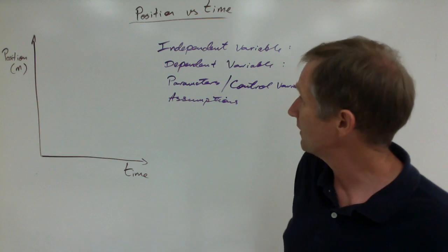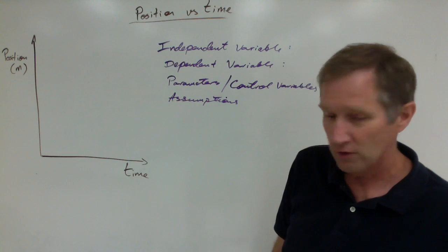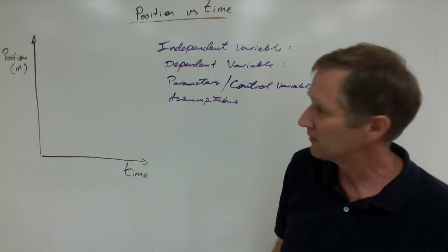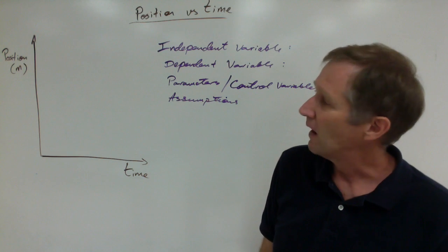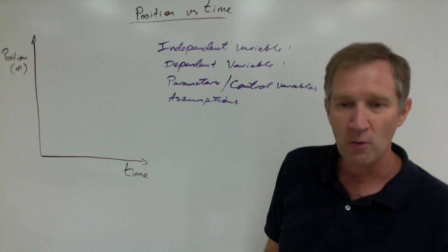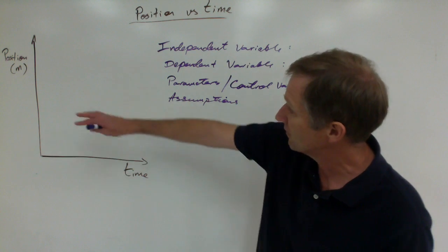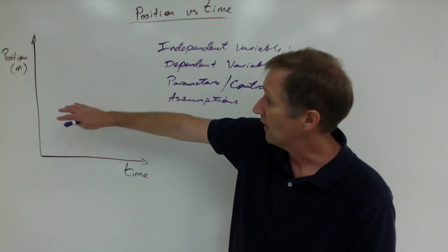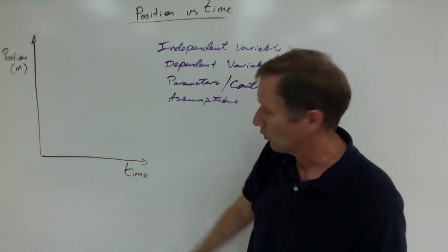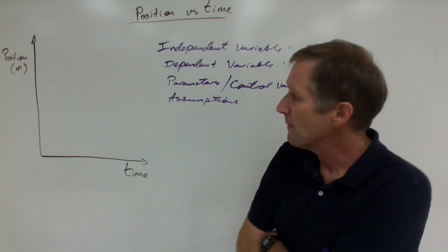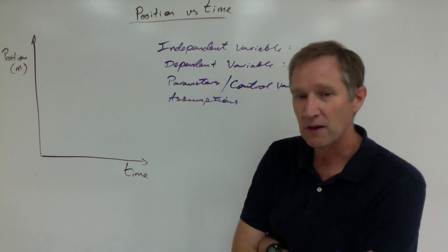Typically, we put the independent variable on the horizontal axis, the x-axis, and the dependent variable on the y-axis. But sometimes we don't, because in this case we want to express a rate in terms of something over time when we talk about the slope. So I'm going to make position my independent variable.